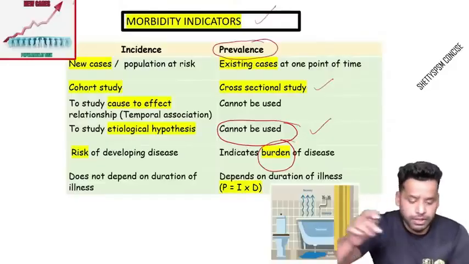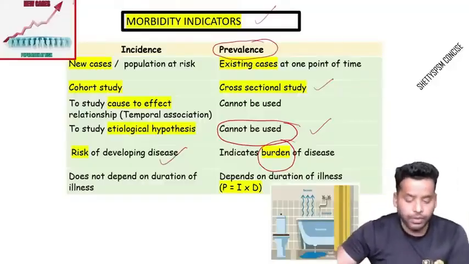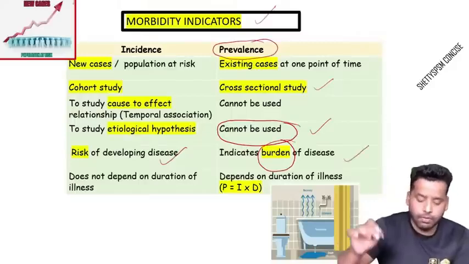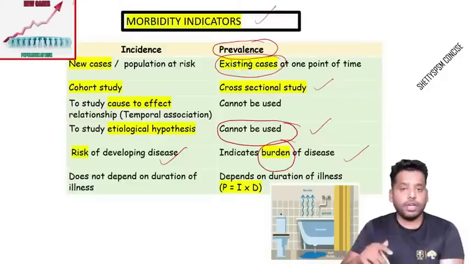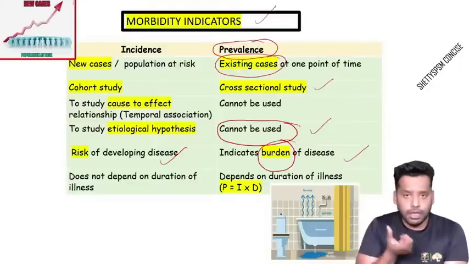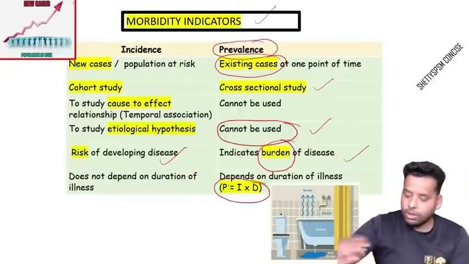Risk of developing disease, what is used? Incidence. Burden of disease, what is used? Prevalence. Prevalence means existing cases. Incident means something will happen in the future. Prevalence means prevalent, present tense. Good. What is this equation? P is equal to I into D.